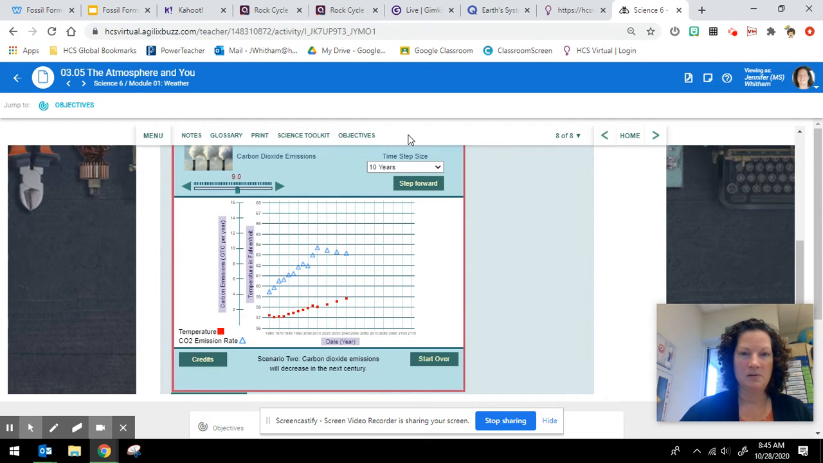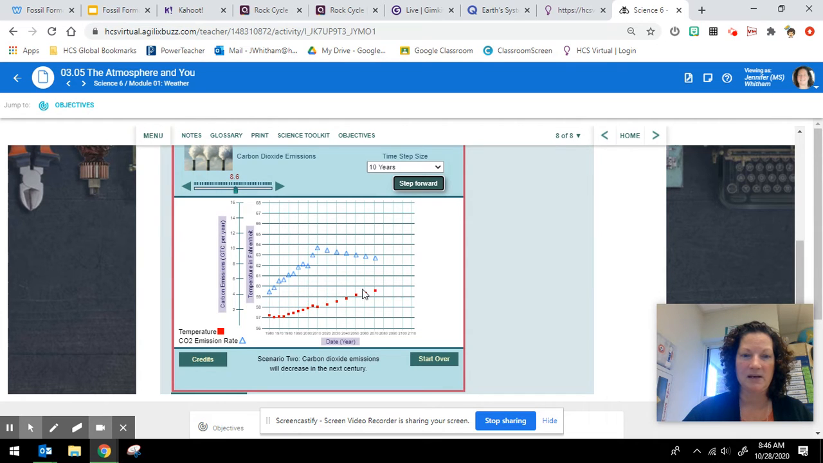Decrease, step forward. We have a carbon dioxide emission of 9.0 and a temperature of 59.25. Decrease to 8.8, step forward, we get a temperature of 59.5. Decrease to 8.6, step forward, we get a temperature of 59.75. Again, all I'm doing is reading the data points on this graph.